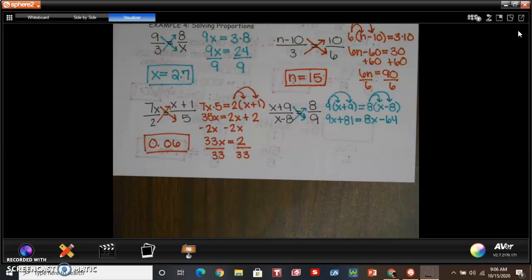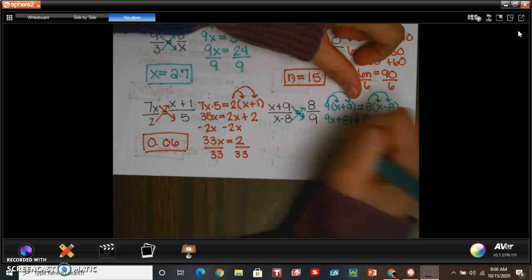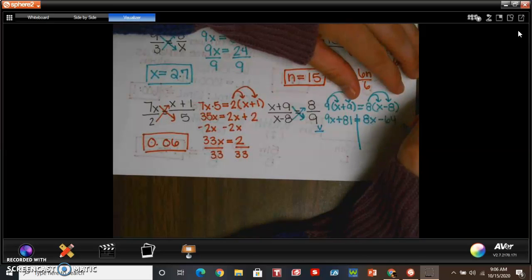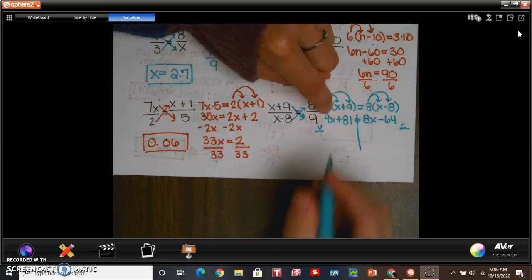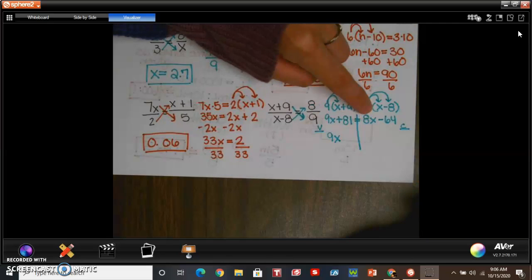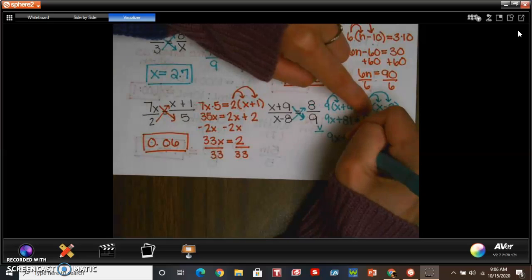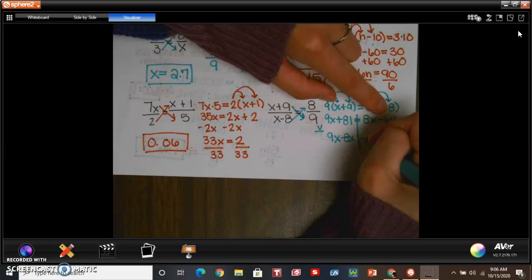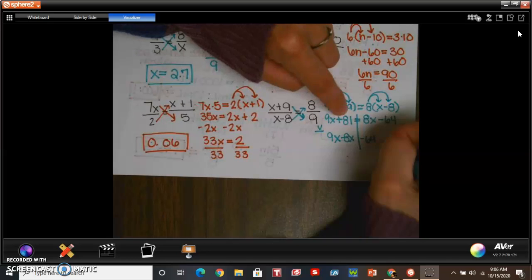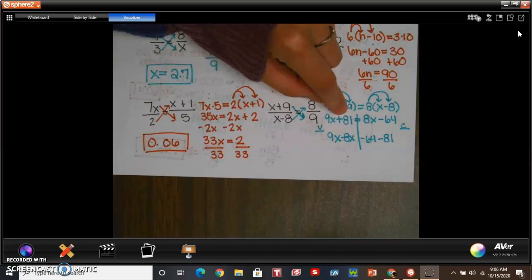All right, now, let's do our variables and constants here, since we have them on both sides. So I'm going to put all my variables over here, all my constants over here. So 9x is already over here. I want to move 8x to the other side, so I'm going to turn it opposite. I got negative 64 already over here. I'm going to move 81, so I'm going to turn it opposite.